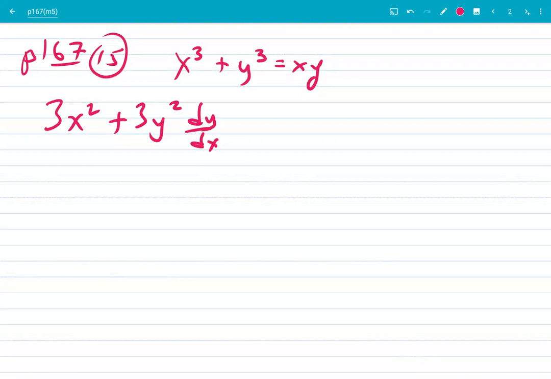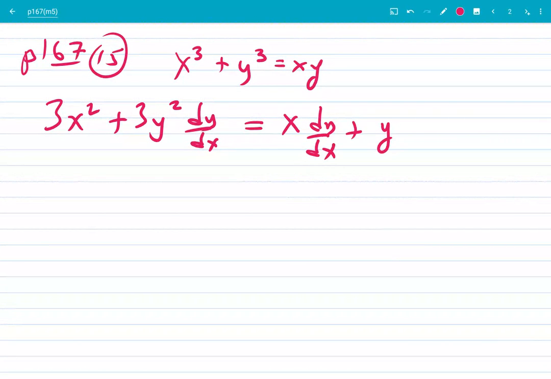It's like we're plugging y into x cubed. Equals. Now we've got to do a product rule here. So u and v together, u v prime plus v u prime is the product rule. The first guy times the derivative of the second guy plus the second guy times the derivative of the first. Derivative of x with respect to x is 1.